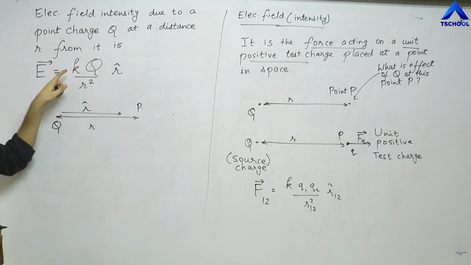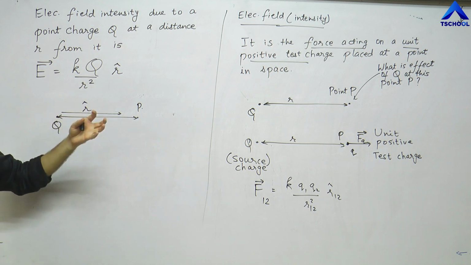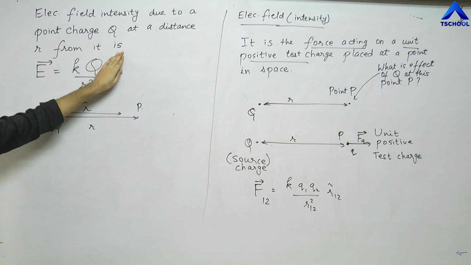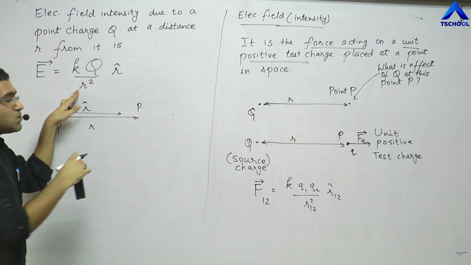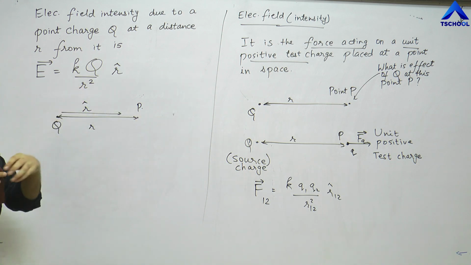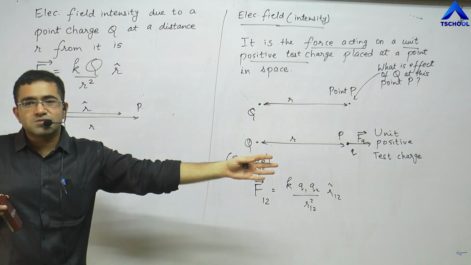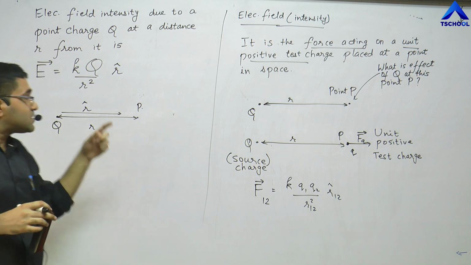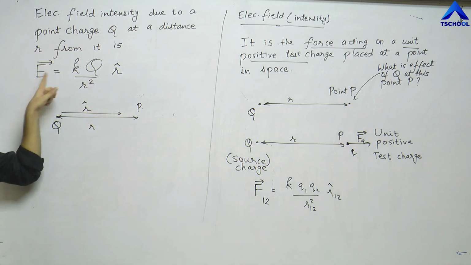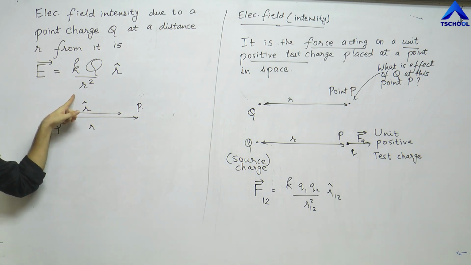If Q is larger in magnitude, obviously you are going to get a bigger value, a stronger electric field. If the distance is more, let's say if you double the distance, the electric field intensity will become 1/4. That's what this is telling you, proportional to 1 by r square.